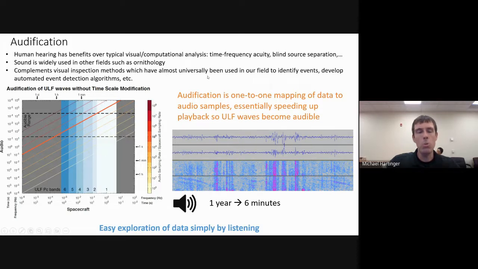And that's what we'll be doing. We're not going to throw out visual identification. We're going to use it together with sound to identify new patterns.